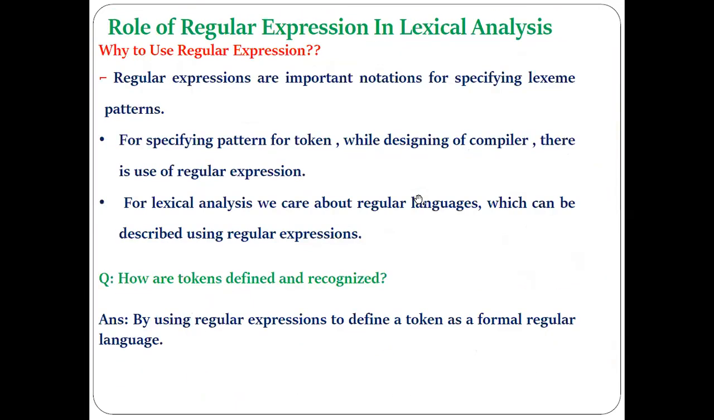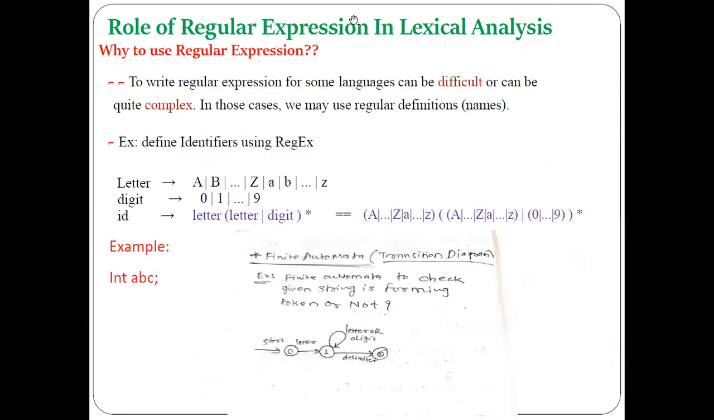Now you can see here, we have to write the regular expression for the identifier. Identifier is one of the tokens. We have different tokens related with a particular language: identifier is one token, keywords are also tokens, operators are tokens, constants are tokens, etc. Here we are just taking the example of how to write the regular expression for the token identifier. As I said, when the system programmer is designing the compiler, he has to take the help of regular expressions to describe the different features of the C language, that is, to describe the tokens.